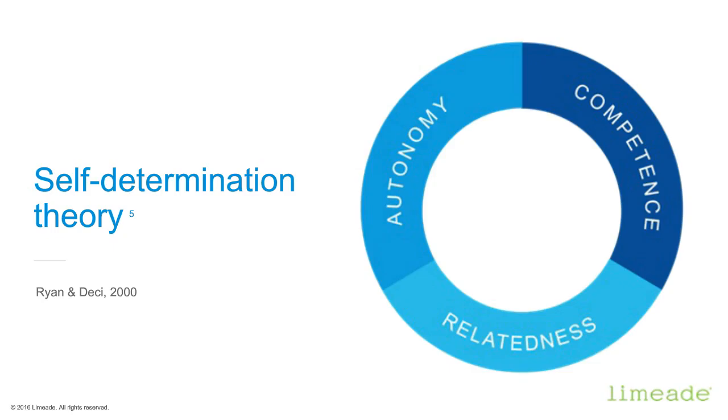So the first one is the idea of autonomy, and it's, do you have choice and control in your life? Do you have something that you feel like you get to make decisions about? The next one is around feeling competent, feeling like you're effective in an area, feeling like you're able to master something. And then finally, the idea of relatedness. And this is about feeling like you belong, feeling like you have connections with other people.